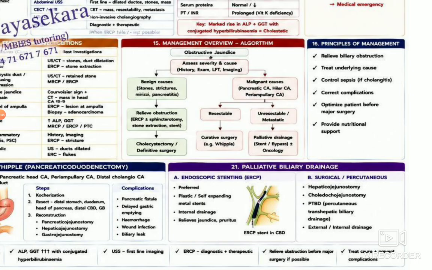We go for ERCP stenting. So ERCP stenting is commonly performed. A stent keeps the biliary pathway open, allowing the bile drainage. This improves the jaundice, pruritus, appetite, and liver function. PTBD, percutaneous transhepatic biliary drainage. If ERCP cannot be performed, PTBD may be used.